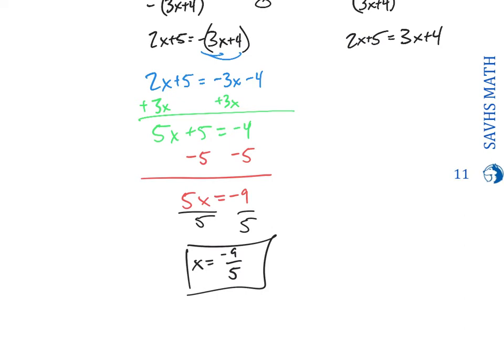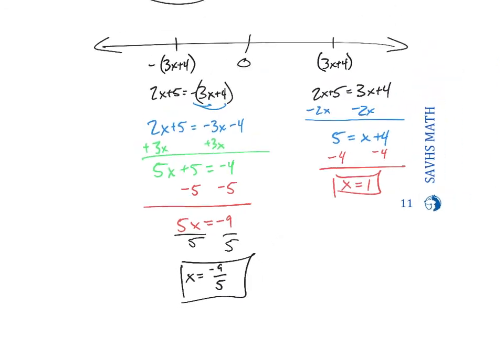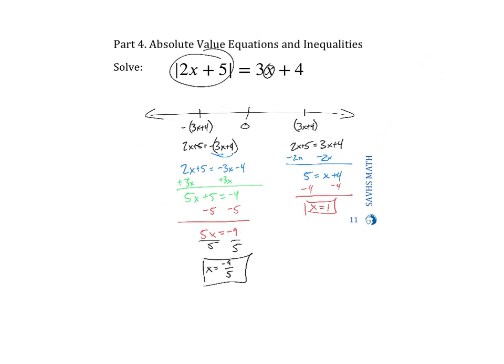So there's one solution. We're going to have to check that in a minute, but let's get the other solution. This time I don't have any distributing. I'm going to subtract 2x this time, just to see what happens. 5 equals x plus 4. Then I need to subtract 4. And I get x equals 1. Okay, so now what I need to do is in the original equation up here, I need to put in these values and see what I get out.